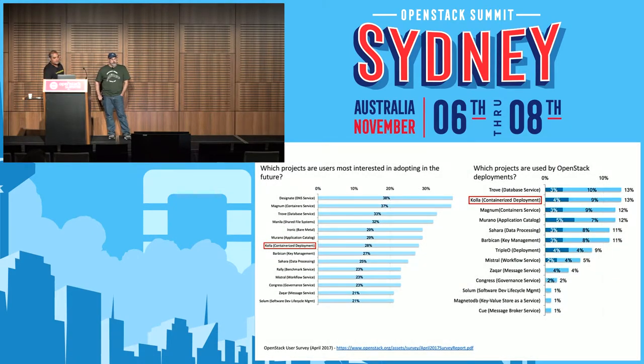This is from the latest user survey. As we can see, Kolla is a very popular project. On the left is one of the most used projects and getting adopted in the community. It's, in fact, the only project that does containerized deployment, although there are other projects that start to do it. And then on the right is a percentage of the projects, showing how projects are used by deployers to deploy OpenStack. So Kolla is actually at the very top.